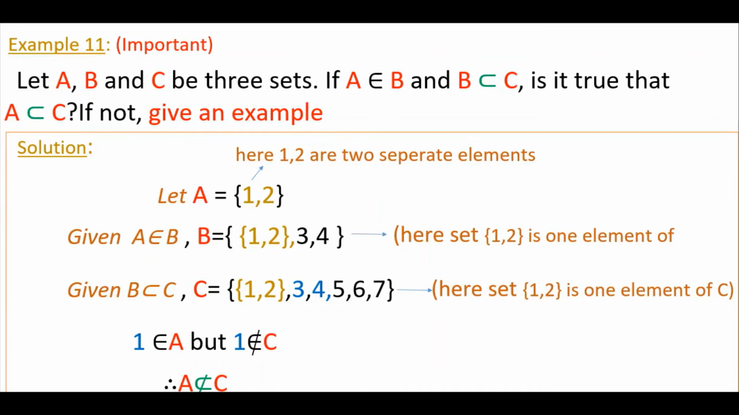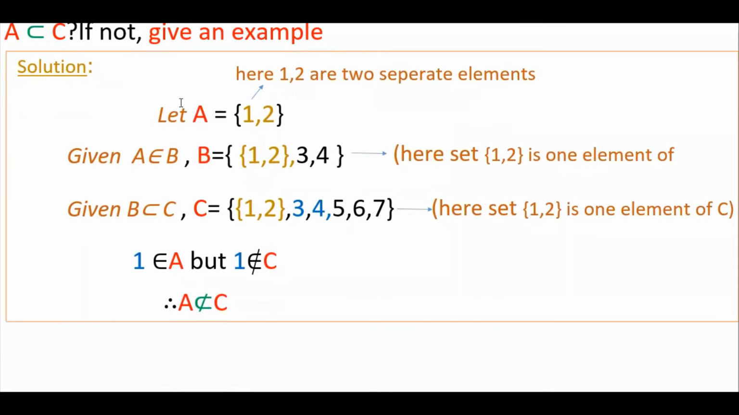So now you have to check, is it true that A is a subset of C? That means A is a subset of C means you have to check whether all the elements of A are in C. So here 1, 2, these are the elements of A. First element you check 1. 1 is not in the C set because here this is a set. This is not an element. {1, 2} is not an element. It is a set. So 1 is not in C. So 1 belongs to A, but 1 does not belong to C. Therefore, A is not a subset of C.